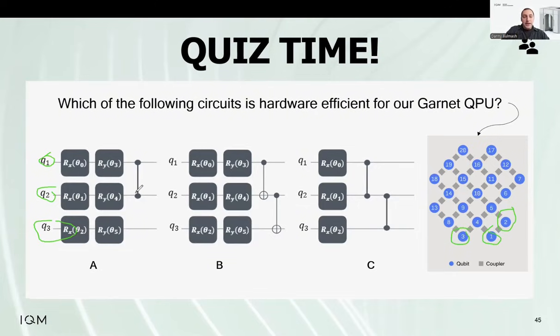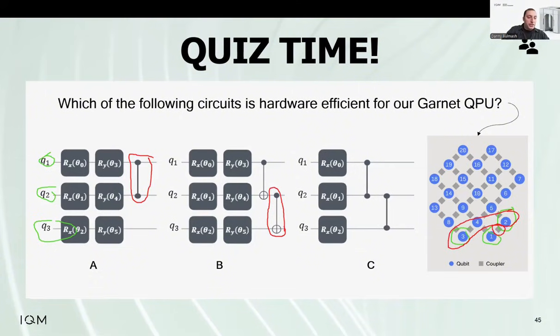So if we have qubits 1 and 2 talk to each other with a gate over here, then, hey, look, qubits 1 and 2 talk to each other on Garnet. But if we try to have qubits 2 and 3 talk to each other, qubits 2 and 3 are actually very far away from each other on Garnet. So they don't talk directly. And so implementing that is going to be very complicated.